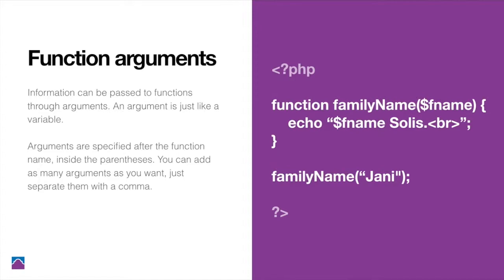Arguments are specified after the function name. Inside the parentheses, you can add as many arguments as you want, just separate them with a comma. So in this example, you have familyName as a function. I have a variable or an argument that's called fname, which would be like first name. And then the block of code within it would be to echo out the first name and automatically add the term Solis to it, like the last name.